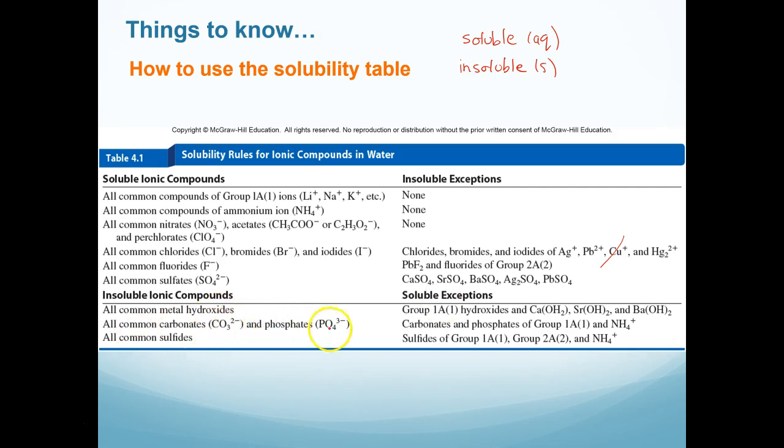For carbonates and phosphates, we have the same thing. In general, they're going to be insoluble in water. But if I pair it with an alkali metal or with ammonium, it will be soluble in water. So ammonium carbonate or ammonium phosphate will be soluble, or aqueous. Sulfides in general will be insoluble in water as well, unless I pair it with an alkali metal, alkaline earth metal, or ammonia. These ones will be soluble in water.